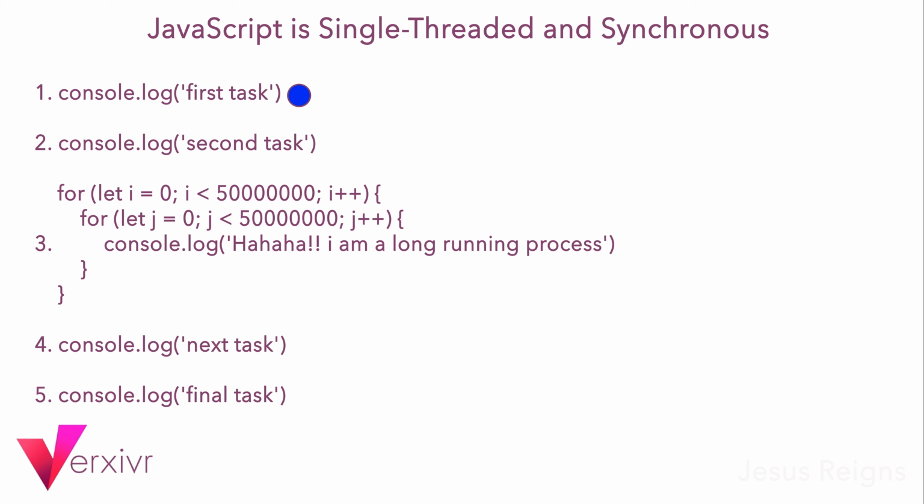JavaScript is a single-threaded and synchronous operator, which means that it reads code line by line and does not go to the next line until the current line is complete. If the current line of code is a long-running process that takes time, the subsequent code just has to wait until the current task is complete.